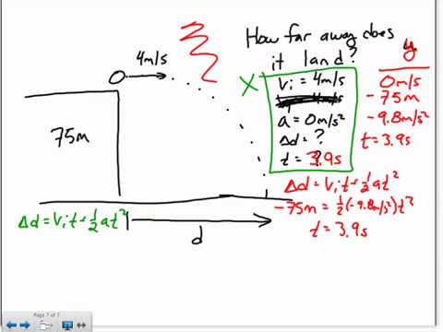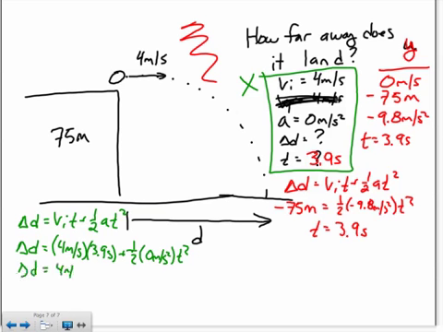X. Change in d. That's what we're looking for. Initial velocity, 4 meters per second in the x, times the time, 3.9, plus 1/2 the acceleration, 0. And whatever that is, it doesn't matter, this is 0. The change in d is equal to 4 meters per second times 3.9 seconds. And d is equal to 60.6 meters.